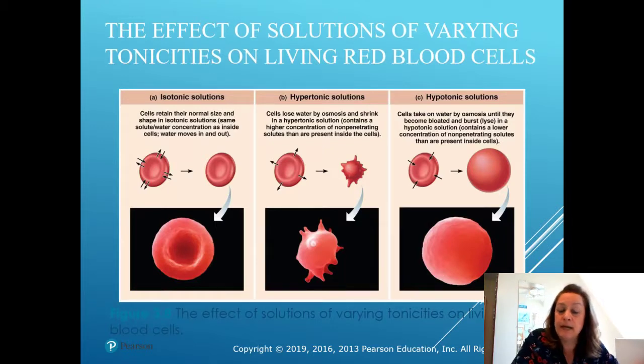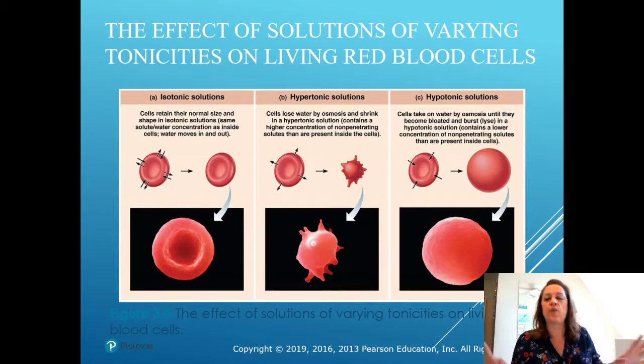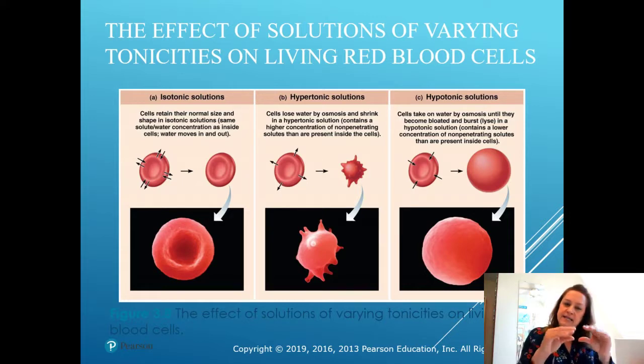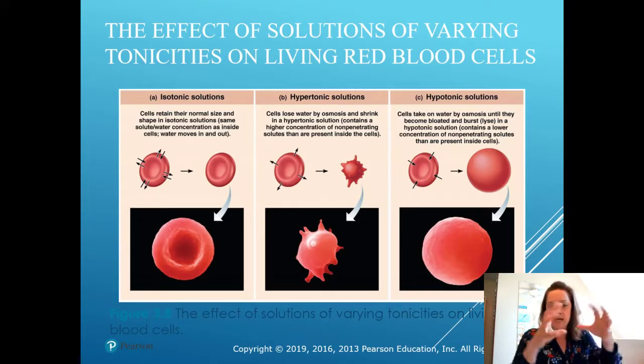So why, right? This is a red blood cell. A red blood cell in your blood or in your body prefers what's called an isotonic solution. Just the right amount of salt and sugar and water on both sides maintains that biconcave disc, happy.